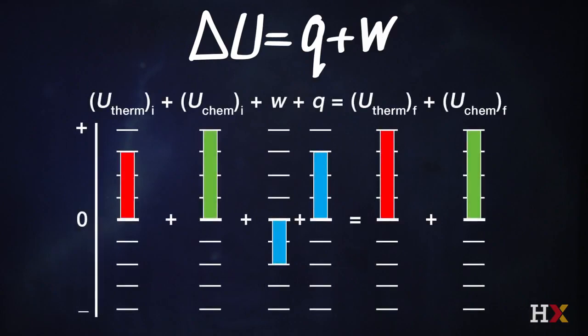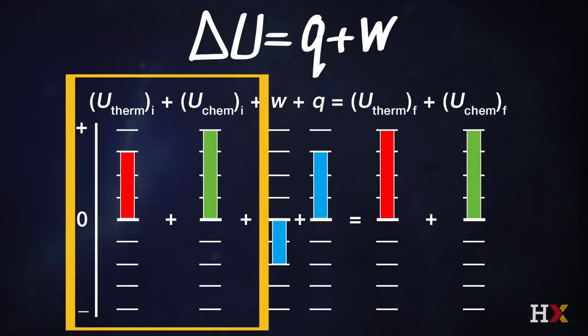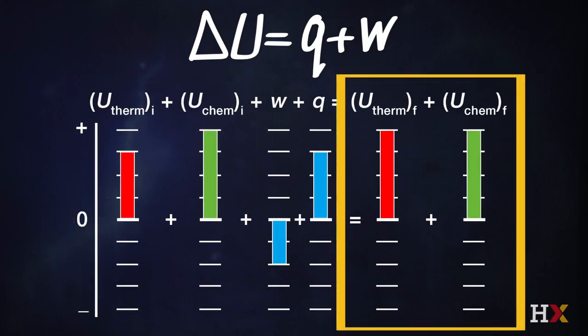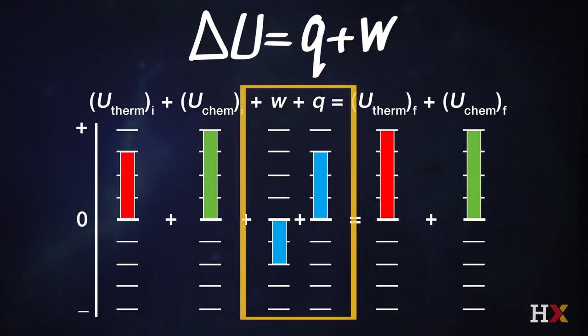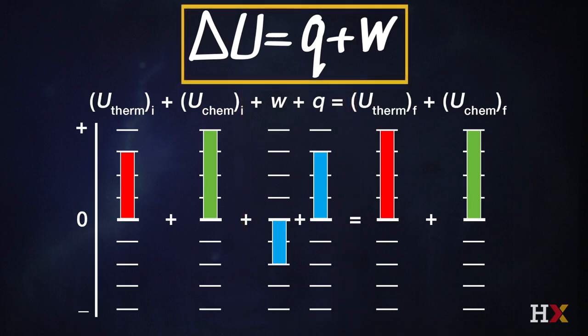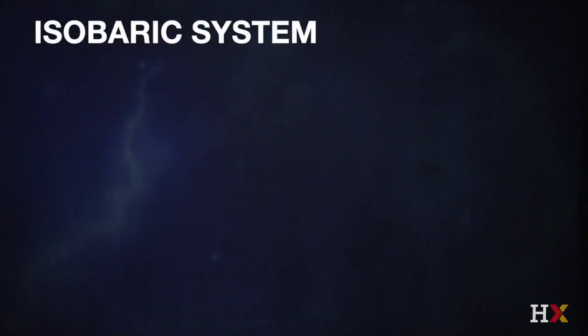We want to look at the initial internal energy of the system. We want to examine the final internal energy of the system. And we want to look at the terms of heat and work that balance our first law of thermodynamics. So what we need to analyze then is exactly how we progress in the pressure-volume coordinate system. So we're going to start out with an isobaric system.